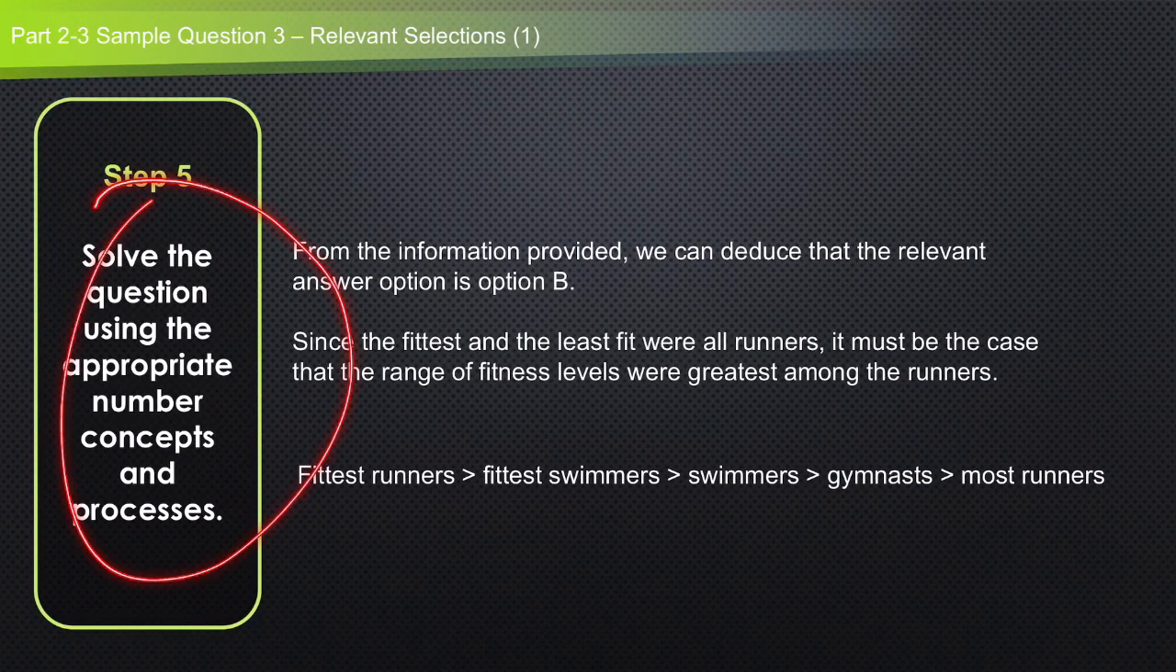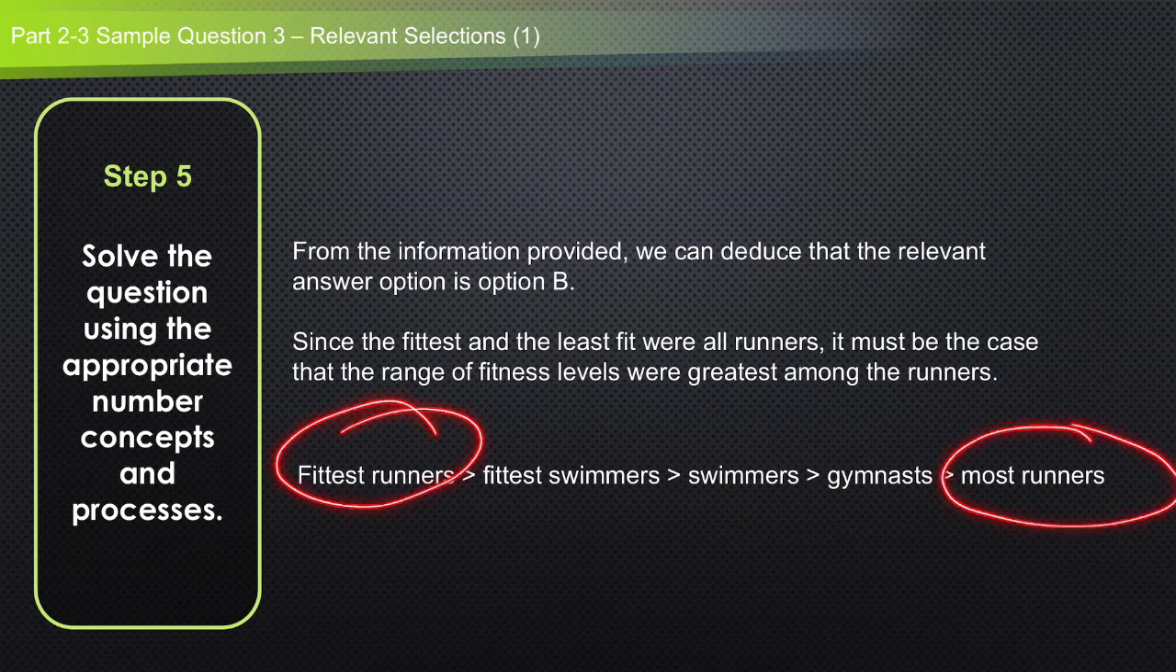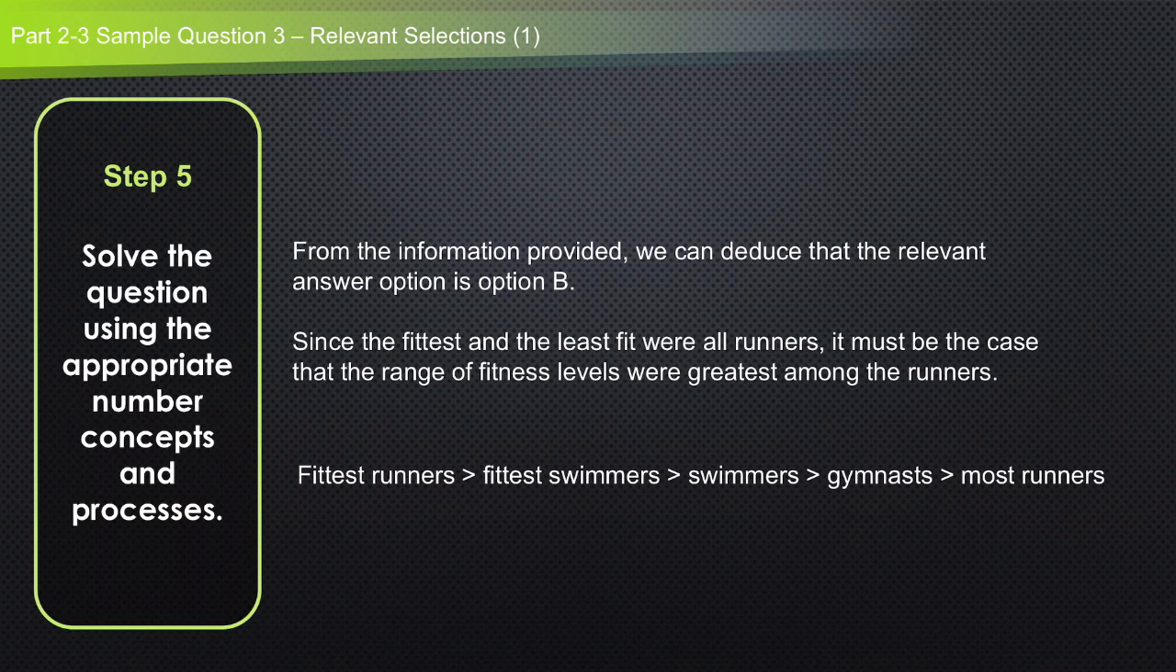Step 5 is where we solve the question using the appropriate number concepts and processes. From the information provided, we can deduce that the relevant answer option is option B. Since the fittest and the least fit are both runners, it must be the case that the range of fitness levels was greatest among the runners.